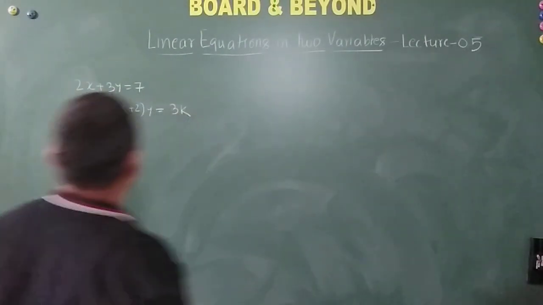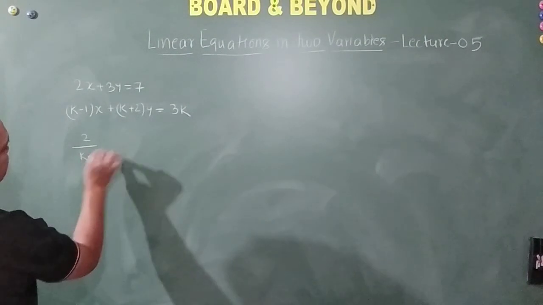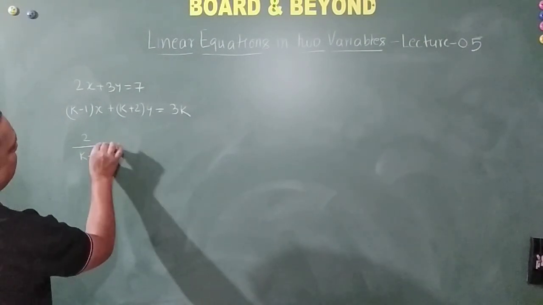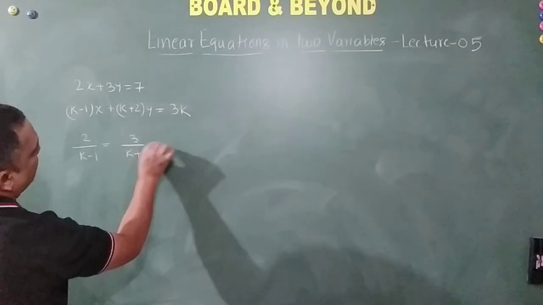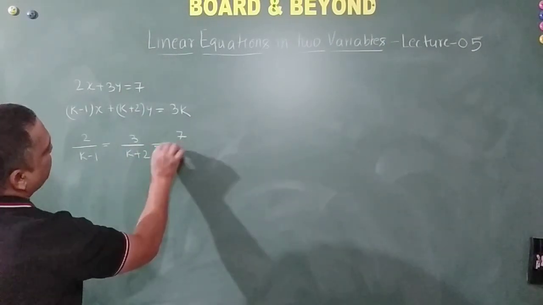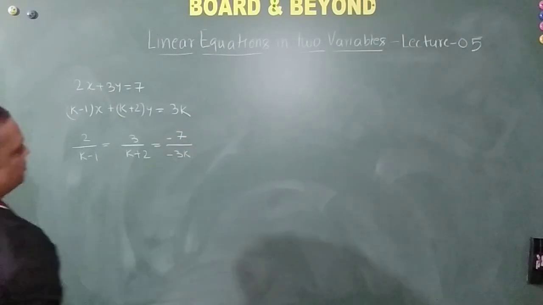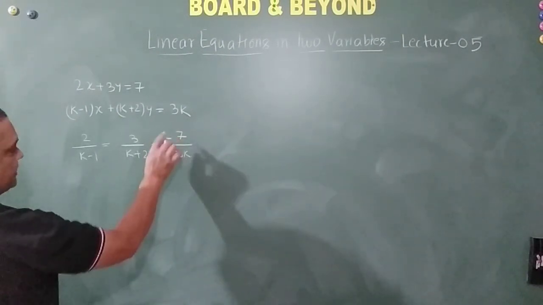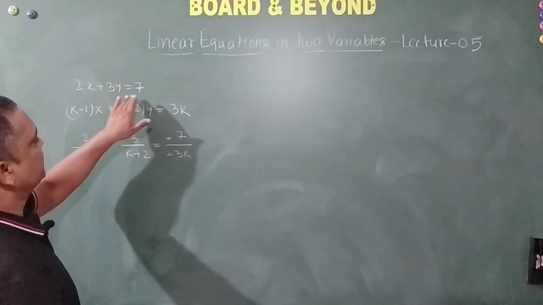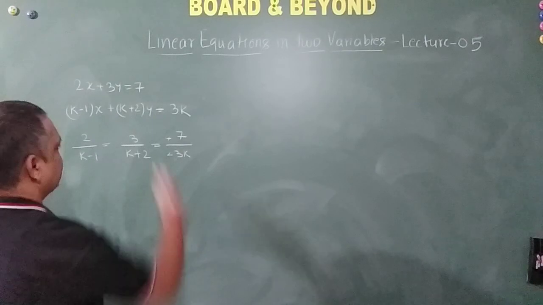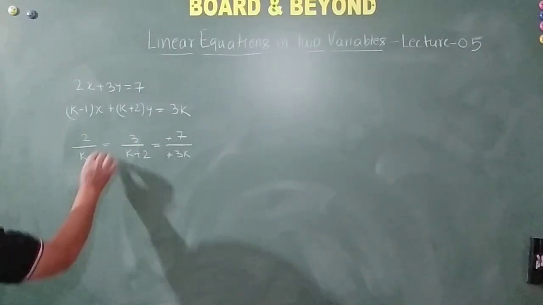Okay, so that is 2 by (k minus 1), I am just taking the coefficients, my friend, and is equal to 3 by (k plus 2), is equal to 7 by 3k. Okay, minus will be there on both, minus 7 and minus 3, so we can cancel it out also. Okay, if you write it in the standard format, this becomes minus 3k minus 7, right? So I have cancelled out minus. So it doesn't make a difference here.